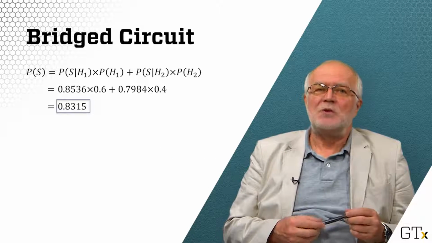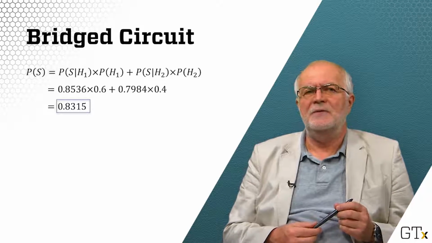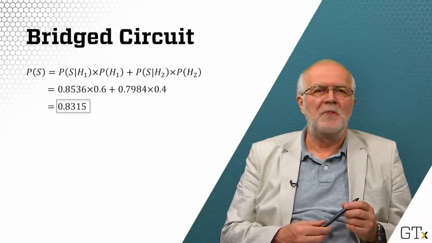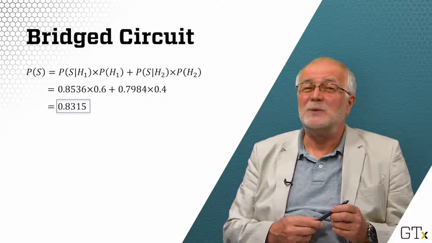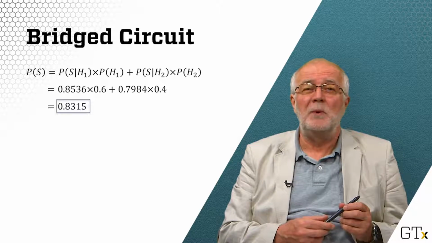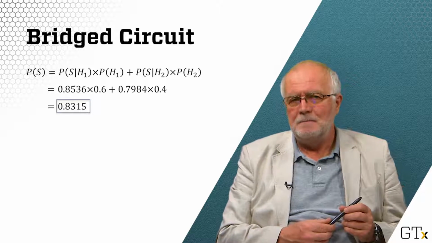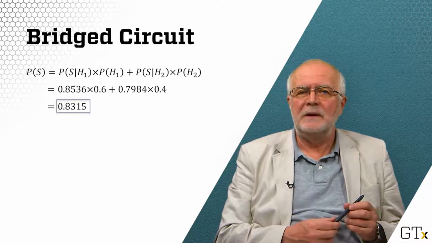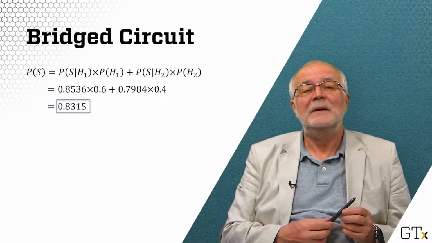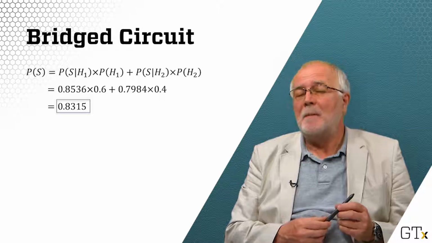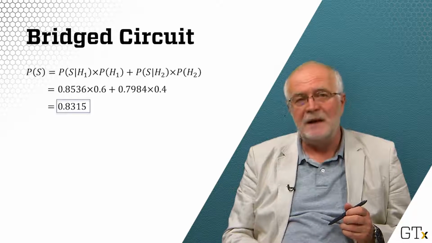So by the total probability formula, in the first case it is 85.36% times the probability that A5 is working, which is the probability of hypothesis H1, 0.6, plus the second conditional probability, when element A5 is failing, times the probability of element A5 failing. So the probability that this circuit is working is 83.15%.